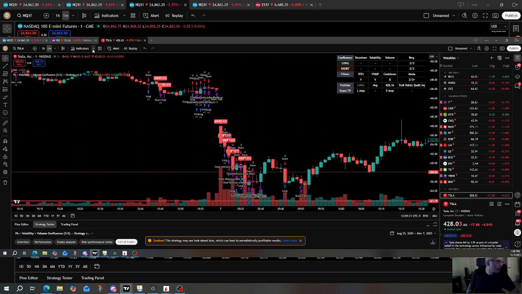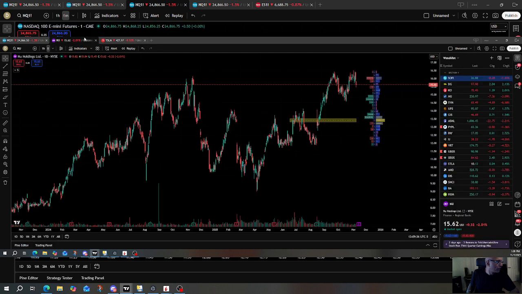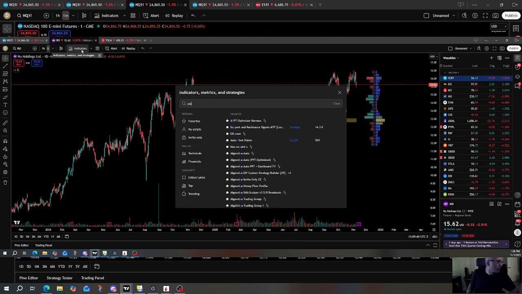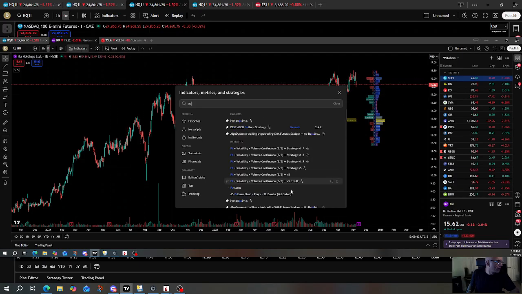But I like the indicator portion of it. You can go in here and use the indicator that's already there. It will show you that. Let me pull this one up.